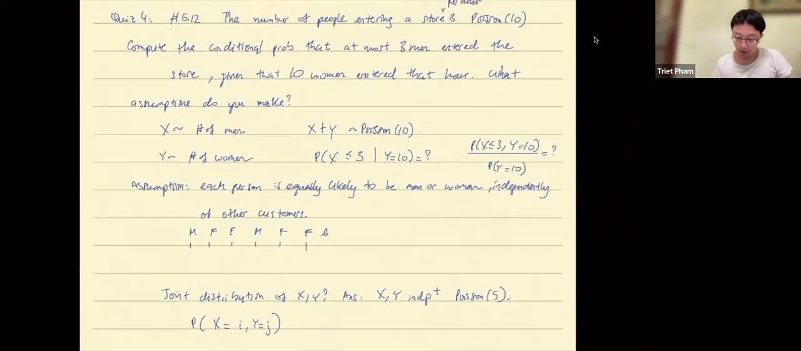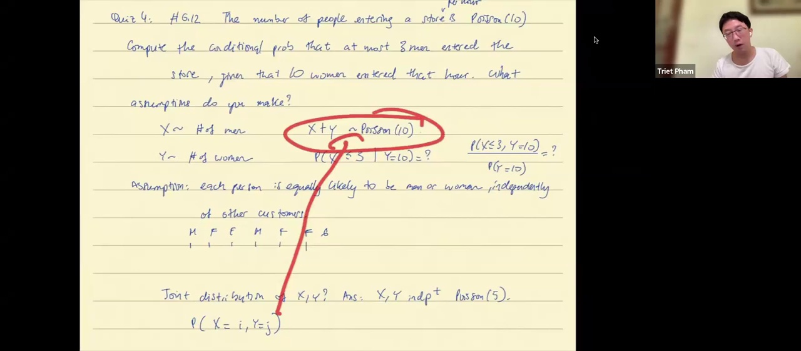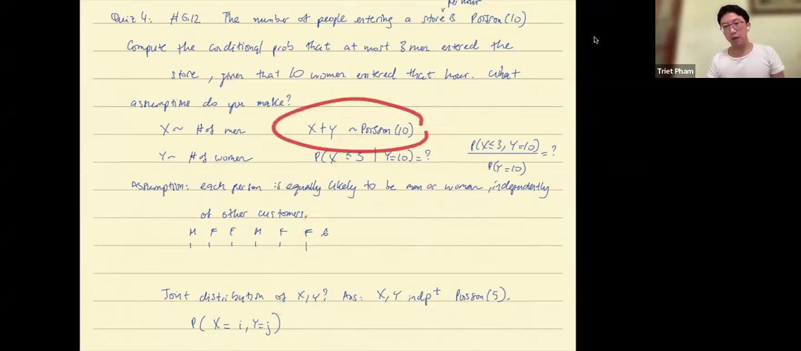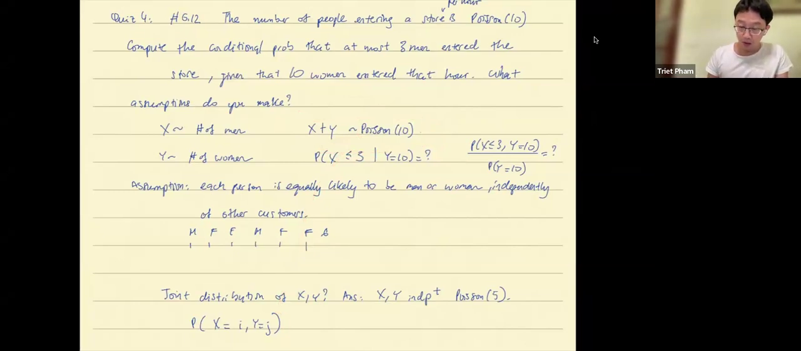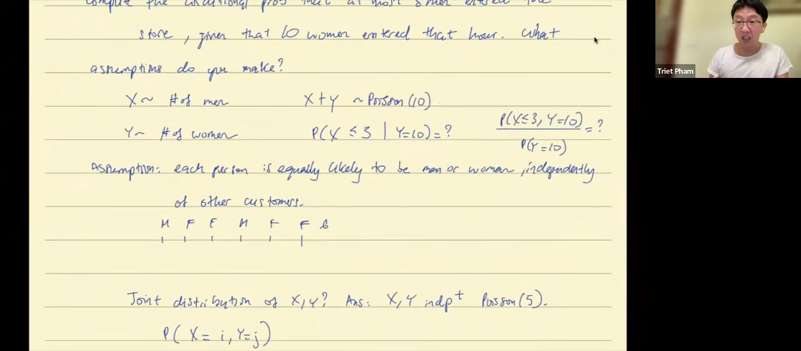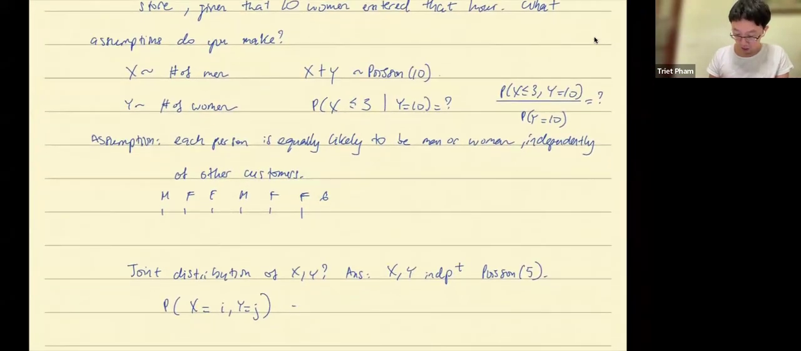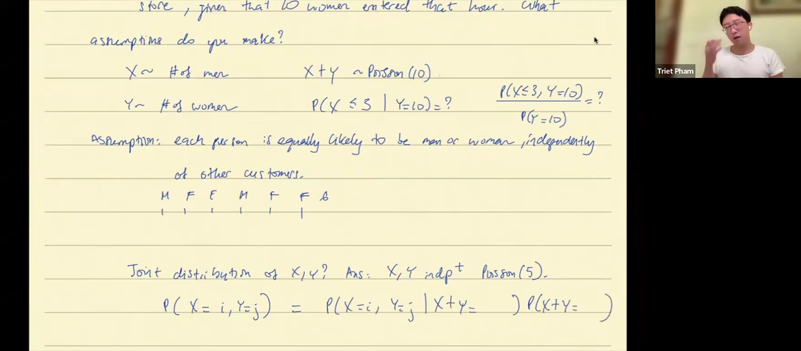The key is to drag in the sum somehow, right? Because that's a given information that we need to use. And so we will use it by doing conditioning. Right. And so let's see.